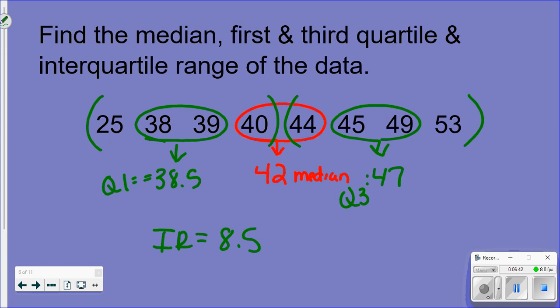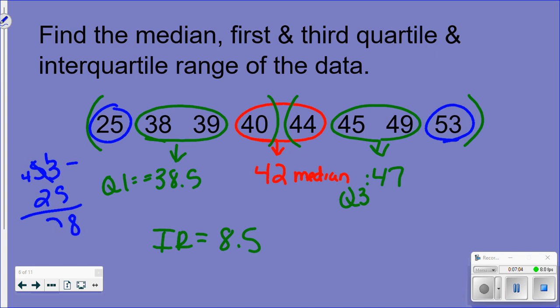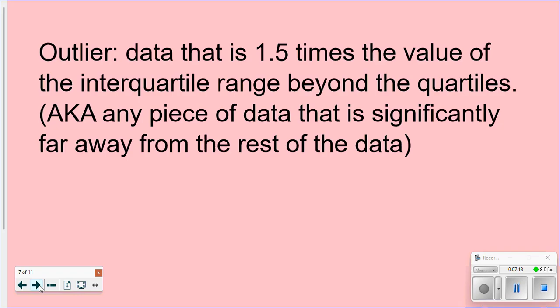Sometimes when you have to find the measures of variability, they also ask you just to find the range for the set of data. So if you ever need the range for the set of data, remember, you just take the highest minus the lowest. So it would be 53 minus 25. Let's see, that's 28. That would be just the range. All right, so we're going to do a little bit more practice here.